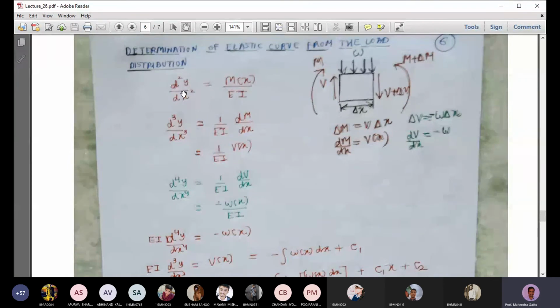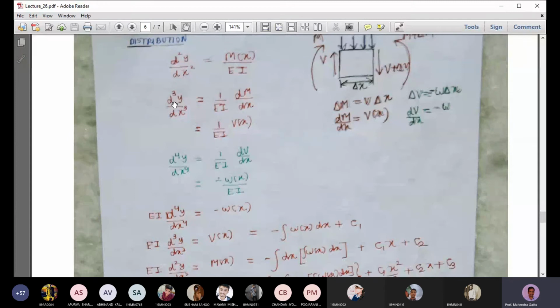Previously we were doing the integration. This time we'll differentiate it. Okay. So if we differentiate it one more time, we'll get d cube y by dx cube. So on the right hand side, we are differentiating M, so we'll get dM by dx. So what is dM by dx? That is V of x. That is the shear force. So we have 1 by EI V of x.